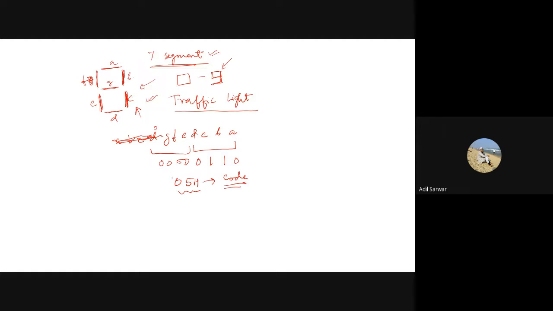Okay. Similarly, if I want to display 0, then all these values will be 1 except this 0. So 0, 1, 1, 1 and 1, 1, 1, 1. So this is F and this is how much? ये कितना होगा? I think 7. 7FH.